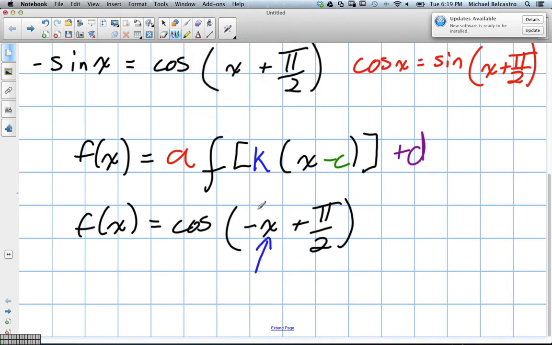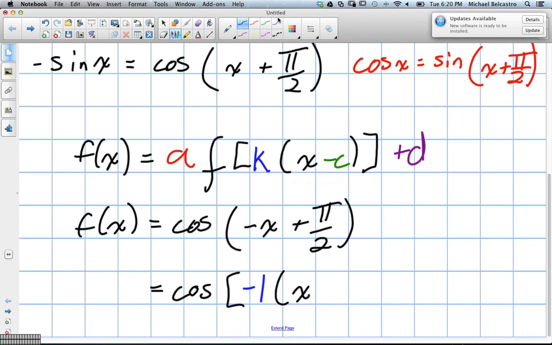I want you to think of our k value here as being a negative. This is a negative 1. And I'm going to factor out our k value so that we can get a better look at our horizontal transformation. So when we factor out the k value, what does this read? Cos negative 1 times, yep, x minus pi over 2. Yeah, exactly. x minus pi over 2.